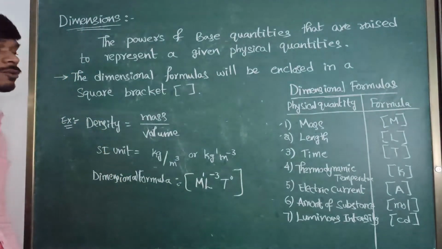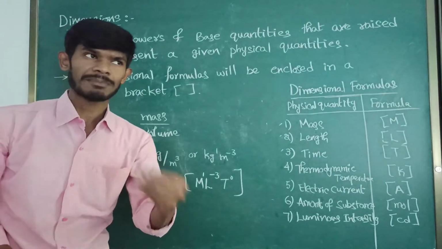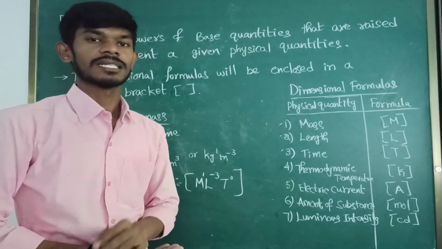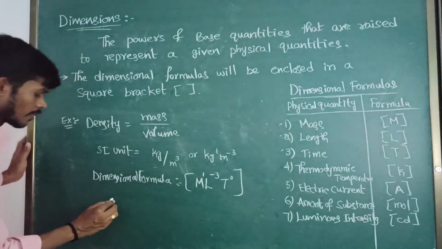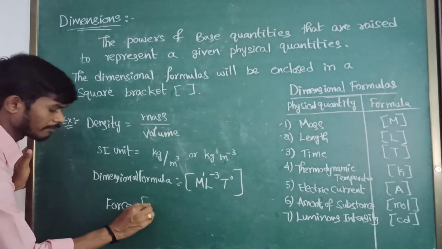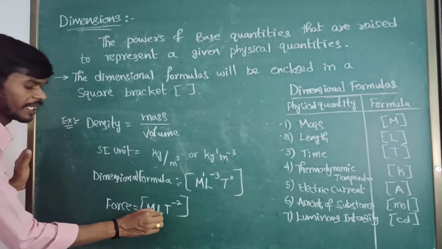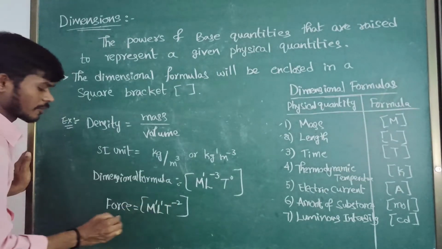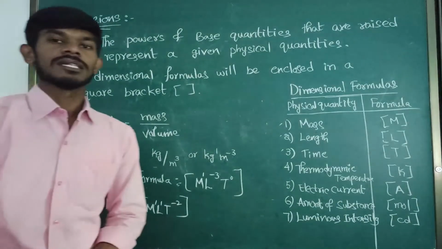This is the way to write the dimensional formulas of different physical quantities. Then what is a dimensional equation? If we equate the physical quantity with the dimensional formula, that represents the dimensional equation. Observe here. Before, we wrote force is equal to M L T power minus 2, from kilogram meter s to the power of minus 2. Force equals M power 1, L power 1, T power minus 2 represents the dimensional equation. This is about the dimensions.